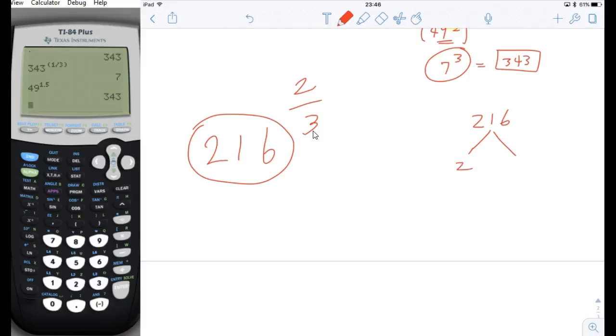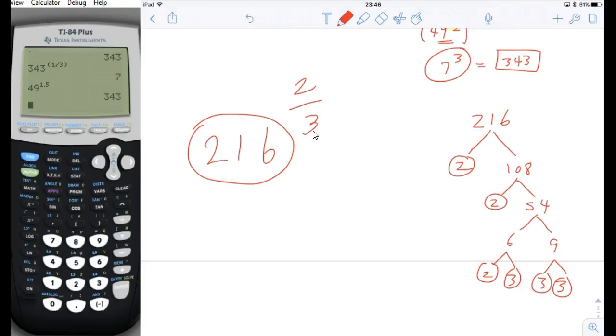If I divide that by 2, I get 108. And then the two factors for 108 would be like 2 and 54. And then 54 would be 6 and 9, right? So 6 would be 2 and 3, and 9 would be 3 and 3. And we've just factored it all out, and we can see that 216 is actually equal to 2 times 2 times 2 times 3 times 3 times 3.